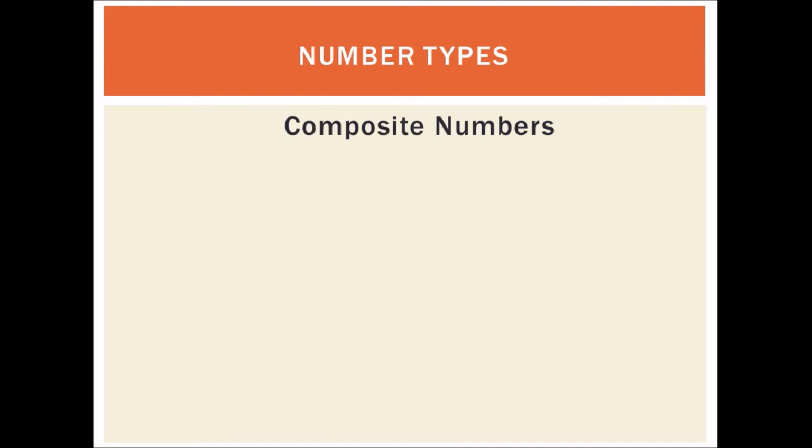The last number type is the composite numbers. Composite numbers have more than two factors, and every composite number can be written as a unique product of primes. For example, we have 4. 4 can be written as 1 times 4 and 2 times 2. The number 8 can be written as 1 times 8 and 2 times 4. The number 12 can be written as 1 times 12 and 2 times 6 and also 3 times 4. So some of these composite numbers have multiple different factors.